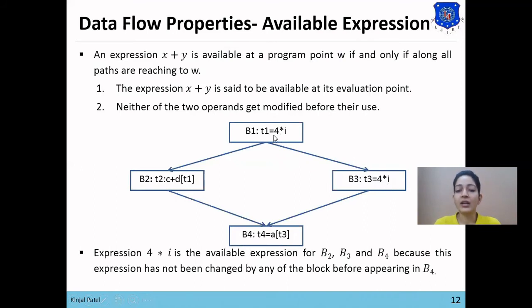Like here 4 star I is an available expression, so we can know that 4 star I has appeared before this block and it has already been evaluated by any blocks. So we can eliminate the expression in this block.